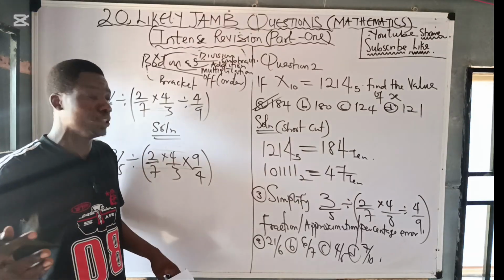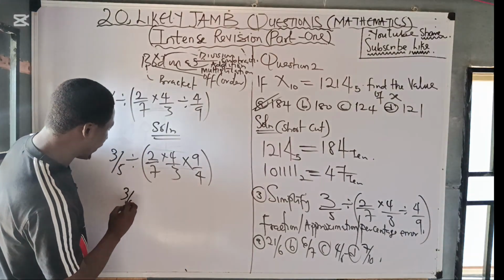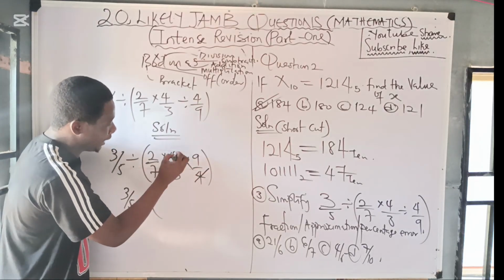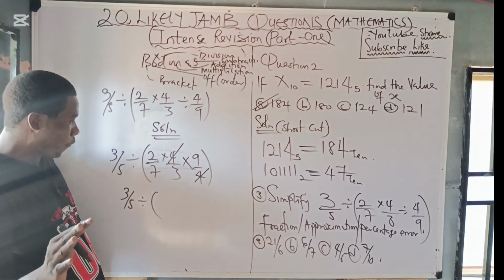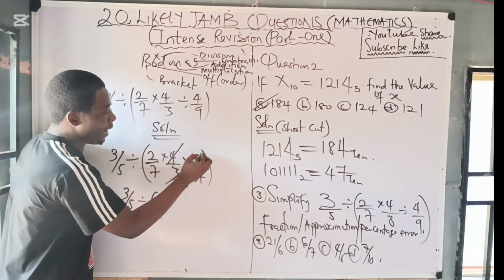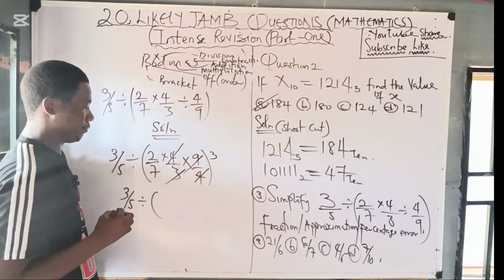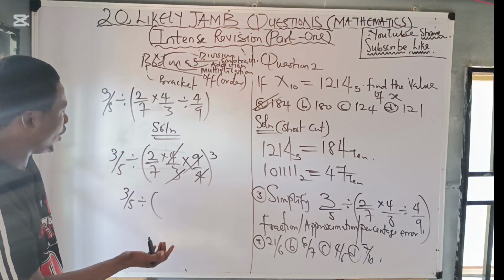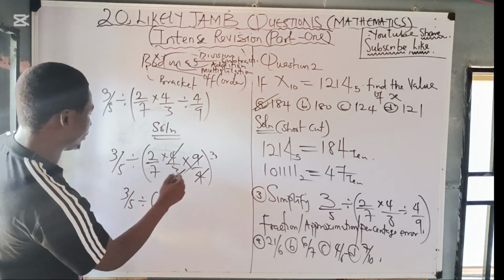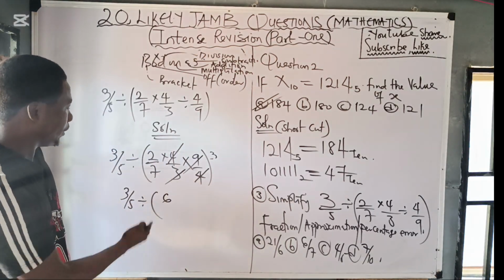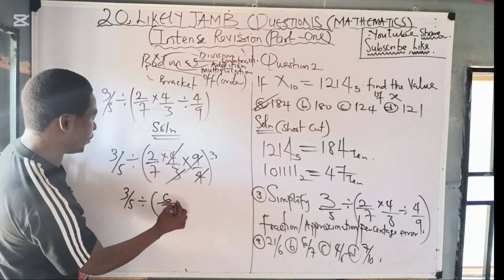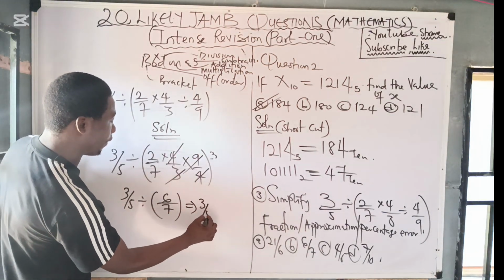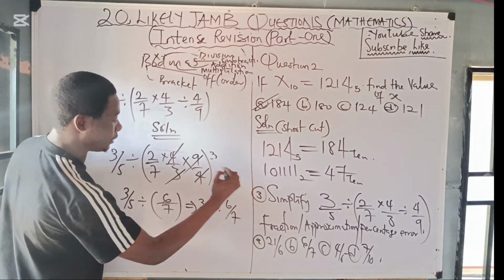You reverse the fraction. So you have 4 cancel 4. That one is off. 3 divide 9 will give us what? 3. So what do we have now? In the numerator, we are only left with 2 and 3. So 2 times 3 will give us 6. The denominator, you have 7. That's what is there. So we have now 3 over 5 divided by 6 over 7.